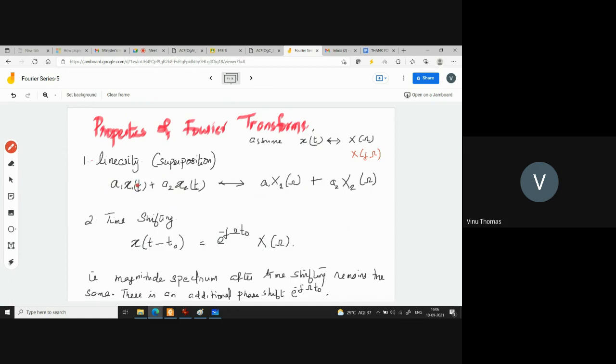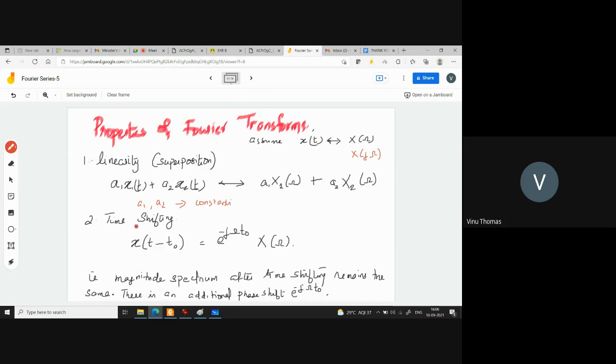So if x1 of t gives you x1 of omega, and if x2 of t gives you x2 of omega, and if a1, a2 are scalar constants, then a1 x1 of t plus a2 x2 of t will give you a Fourier transform given by a1 x1 of omega plus a2 x2 of omega. So this is the superposition theorem that is stated here. When the system obeys the superposition theorem, that's when you say the system is linear.